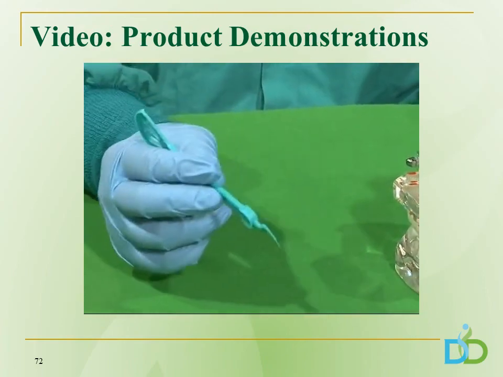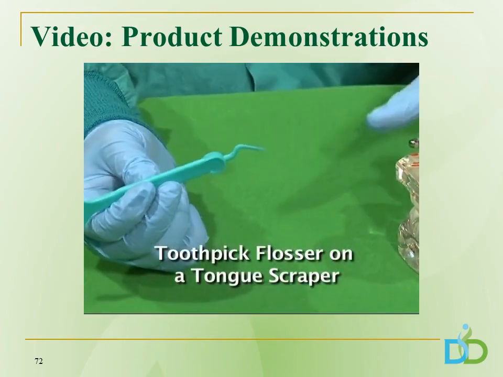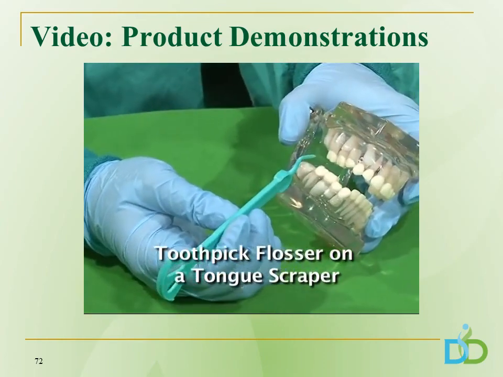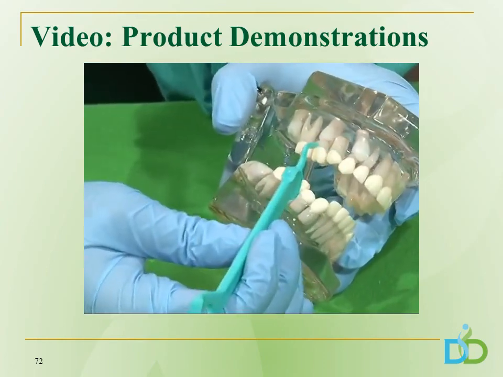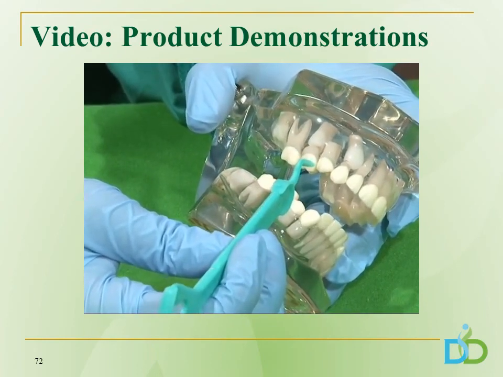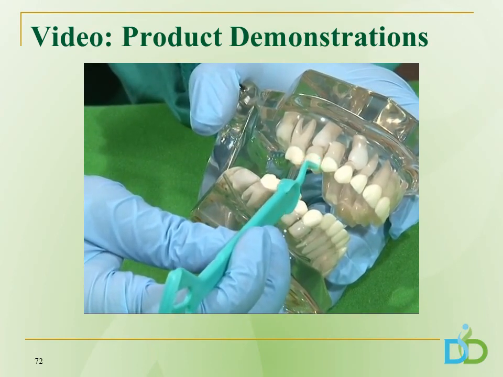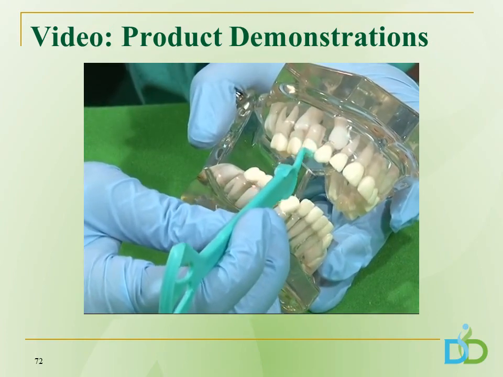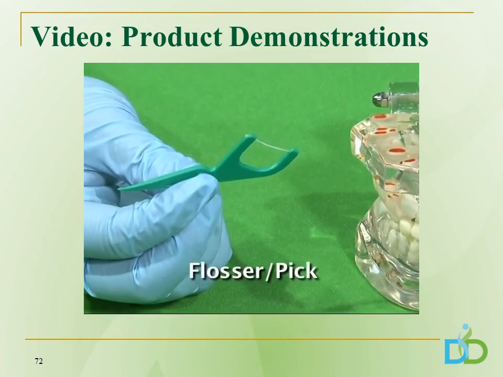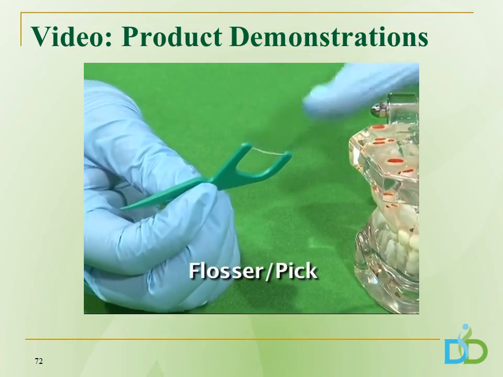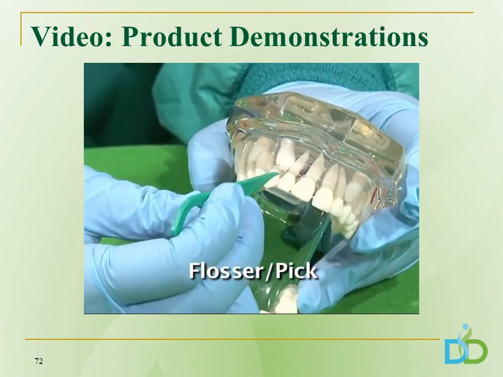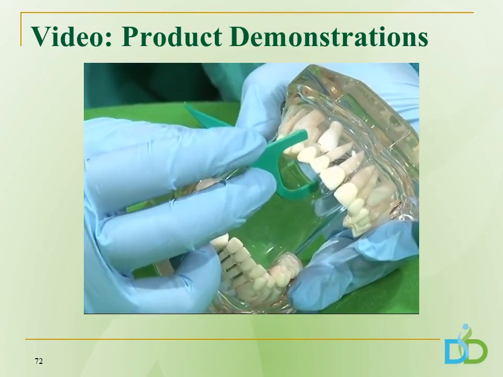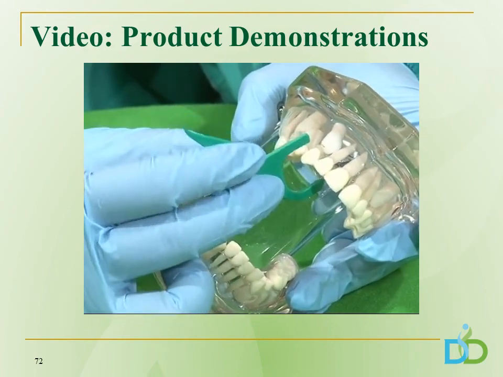This is an example of a tongue scraper with a pick at the other end that can be used to clean in between the teeth and gums. What you would want to do is go ahead and insert the toothpick between the teeth. This will help remove any food or plaque that is between the teeth and gums. This flosser has a pick on one side and floss on the other. The pick side can be used to clean near the gum line and stimulate gingival tissue. The floss side is used to clean in between the teeth where the teeth touch.